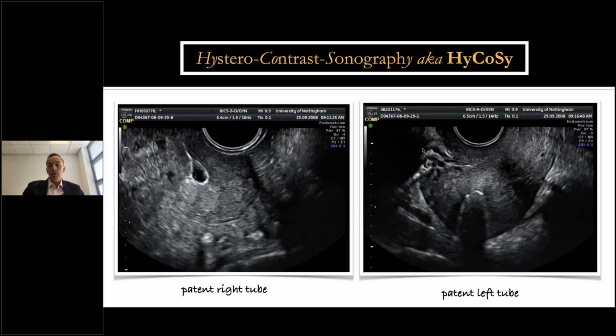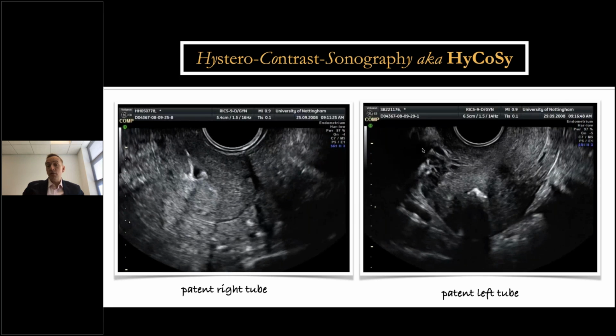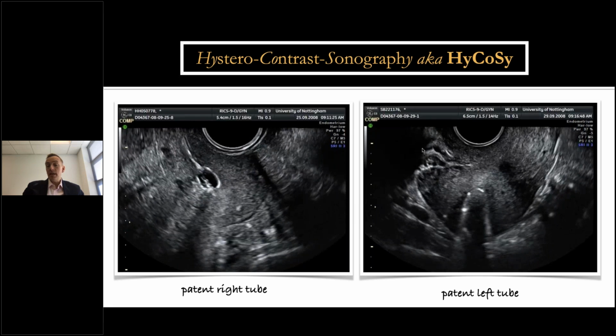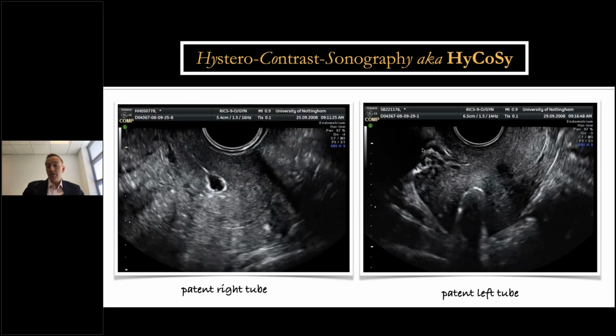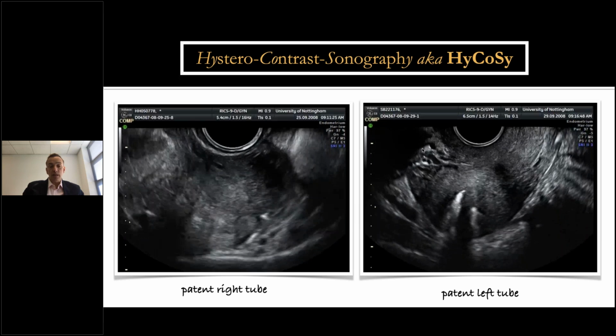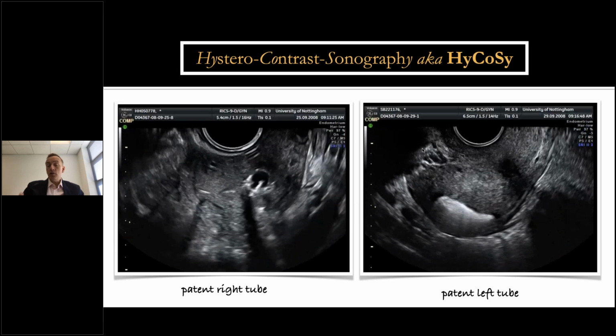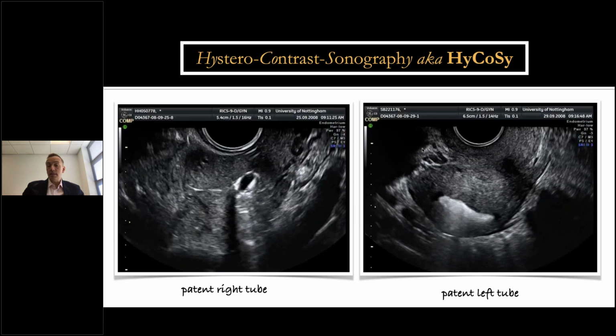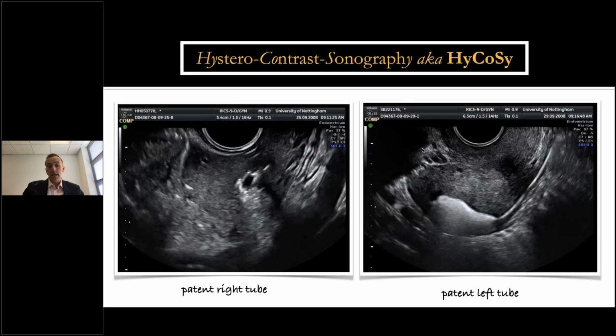So very straightforward. I've used a lot of 3D and 4D to try and help and improve. It does sometimes, but I think the diagnosis is quite clear in most cases on the basic 2D picture. But again, you can capture a 3D volume and then see the tubes in their entirety here.